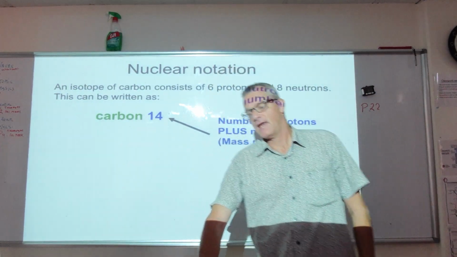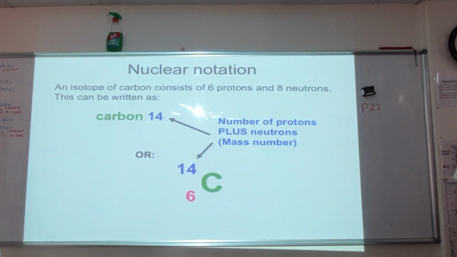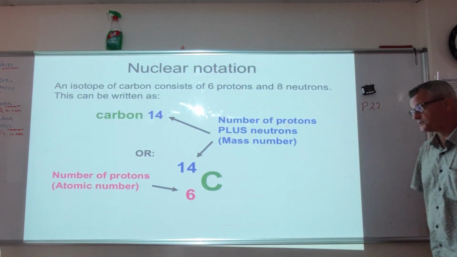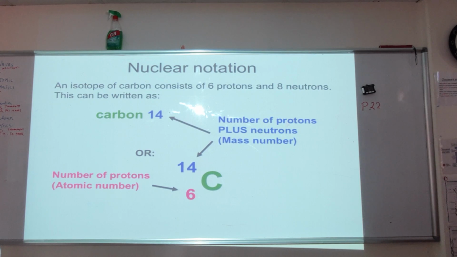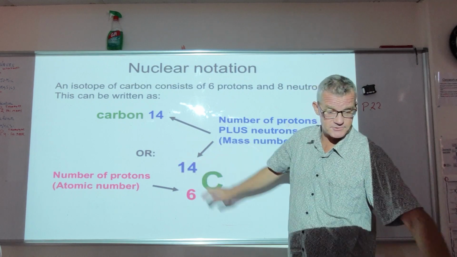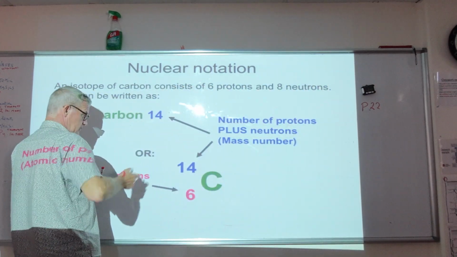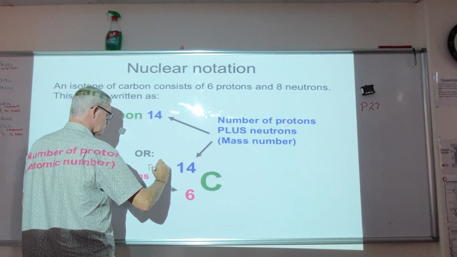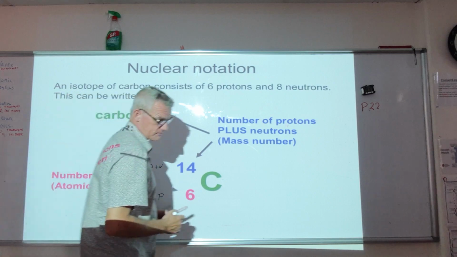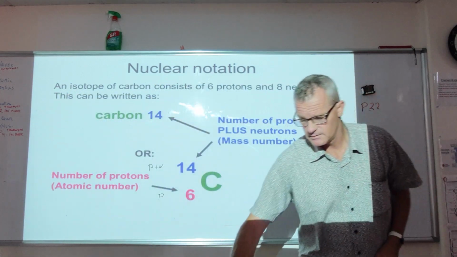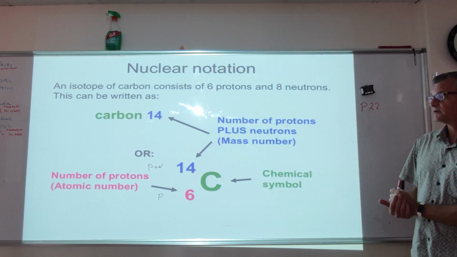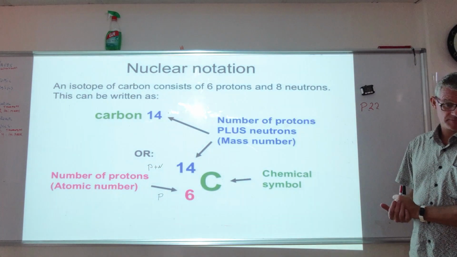Then we denote the element. And this 6 is denoting the amount of protons. Okay? So, on the top, protons plus neutrons. And only protons in the bottom. And that we also have to denote, of course, the chemical symbol, right?